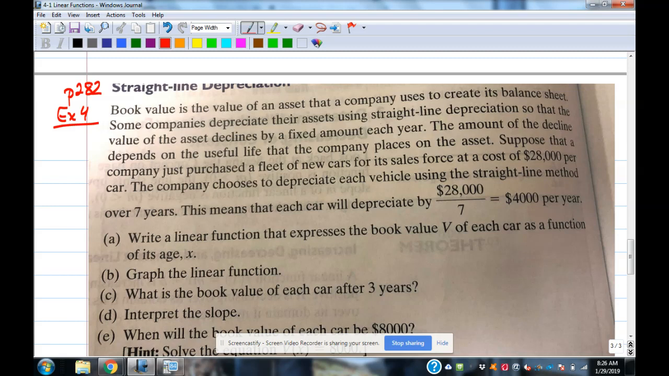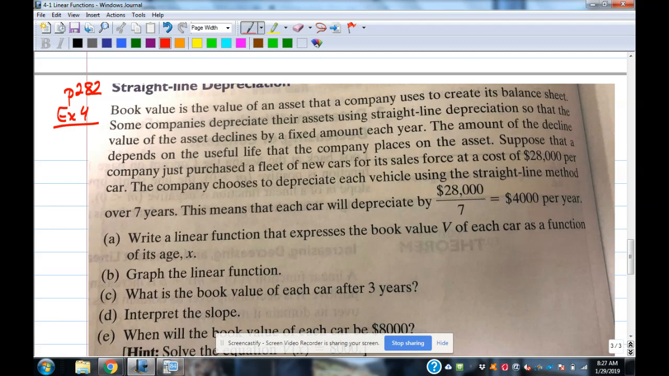So suppose the company purchased a fleet of new cars for the sales force, and they paid $28,000 per car. They worked some deal with the dealership, $28,000 a car. The company chooses to depreciate each vehicle using the straight line method over 7 years. So they're thinking, okay, if we depreciate that out over 7 years, we'll have gotten the life out of that car, and then we can go from there. So this means that each car will depreciate at this rate: 28,000 divided by 7, or $4,000 per year.